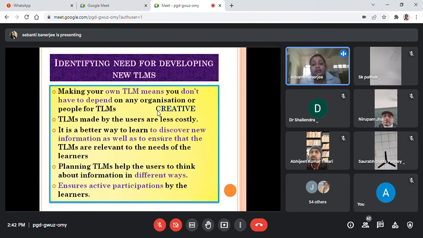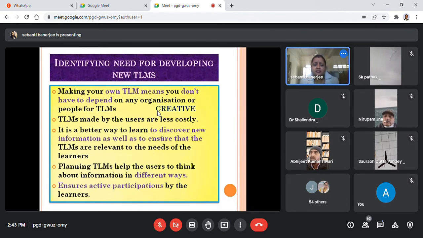Now, identifying the needs for developing new TLMs. So making your own TLM does not mean that you always have to depend on a well-renowned organization. Otherwise, you have to buy TLMs, which are very high cost. You can make your own TLM and it will make you as well as the learners creative. And TLMs should be less costly or cost effective because we have to make lots of TLMs.